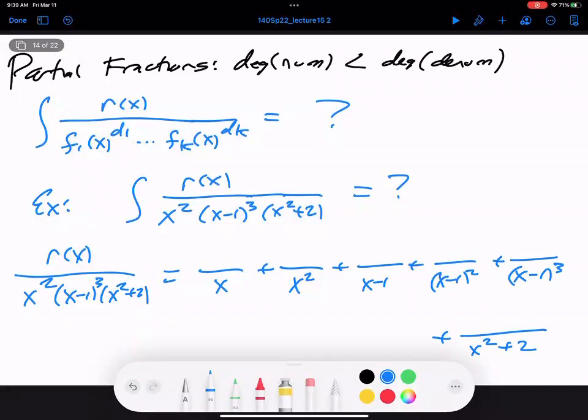I want pureness in the bottom. I want things to be pure. I don't want cross terms like x times x minus 1. I want just a nice function f of x to the first power, to the second power, to the third power, to the fourth power. Those were the things we were looking at before. For the most part, right now, we only know how to handle factors that are either linear or quadratic.